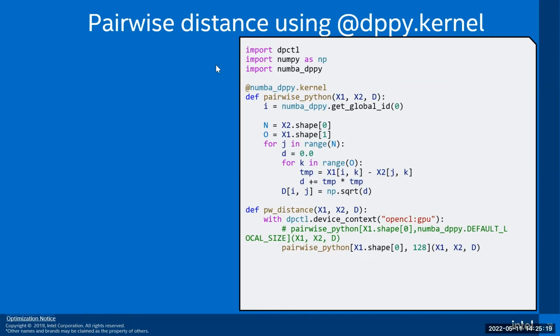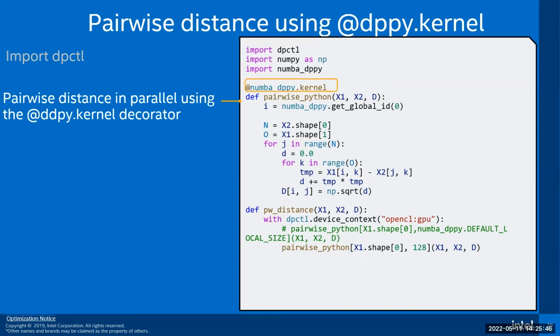Okay, all right. So let me quickly wrap up the slides and switch to the development environment so that we can run some of those. We already talked about pairwise distance. The main takeaway from this slide is we can actually run it on the dev cloud, but we are importing the DPCTL library that is required. And here we're not using scikit-learn, but we are using the data parallel essentials for Python, and here we're using the kernel decorator.